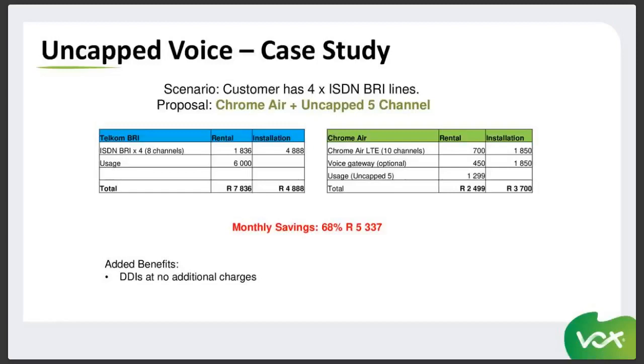And then the Vox equivalent monthly call charges would be 2,499 Rand. That's made up of the Chrome Air hardware and the LTE SIM. I've factored in the voice gateway here as well, plus the uncapped 5-channel product at 1,299. So that's a savings of 68%, 5,300 Rand. And again, we offer DDIs. As many numbers as the customer needs, we'll offer it at no charge.